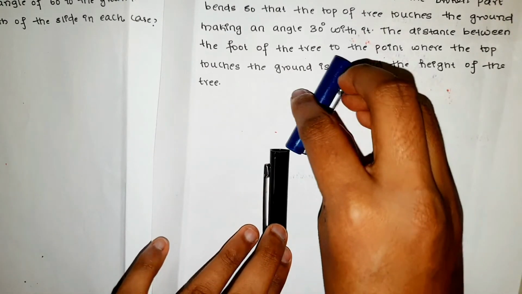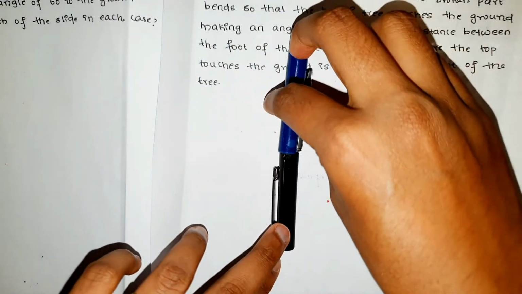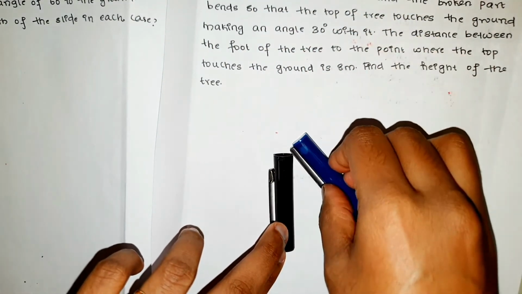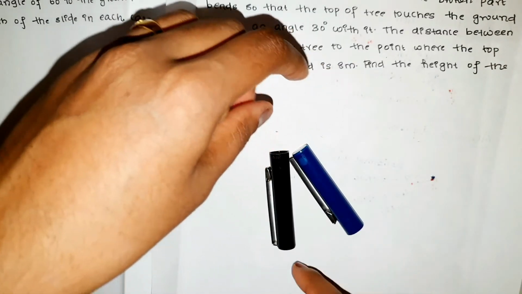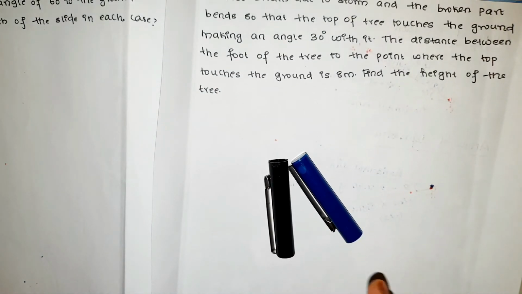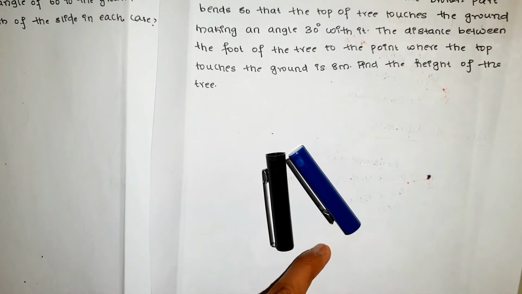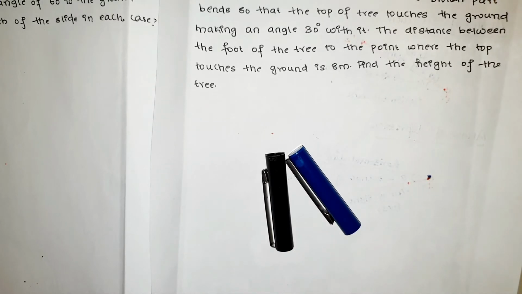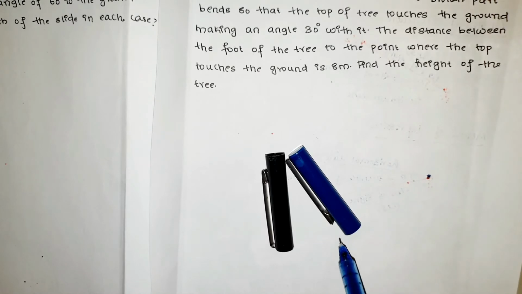So this is the broken part, and this is the tree. The broken part touches the ground, like this. Making an angle of 30 degrees with it means this broken part makes an angle of 30 degrees with the ground. So this is the line, this is the broken part, it touches the ground and it makes an angle of 30 degrees with the ground.